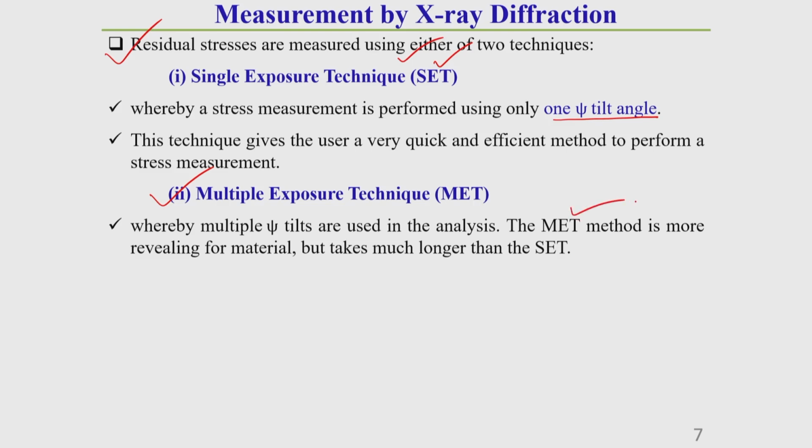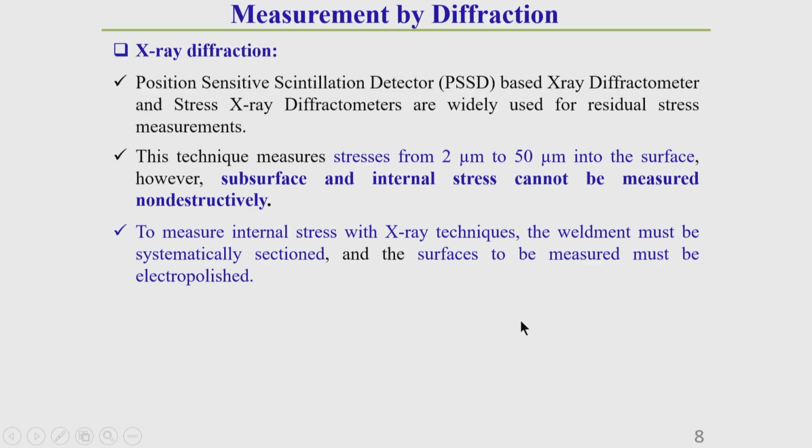MAT method, generally called the multiple exposure technique, is more revealing for material, but it takes longer time than ACT, because in ACT we are using only one single tilt psi, but here we use multiple tilt psi. This you can keep in mind. That is why definitely the second one will take more time, but it gives more accurate results.